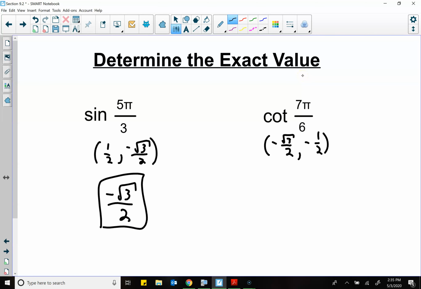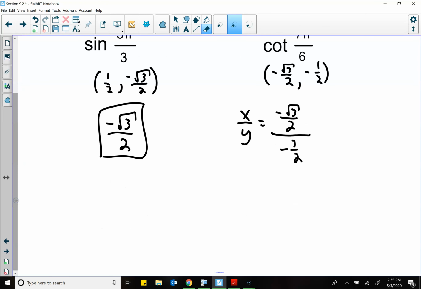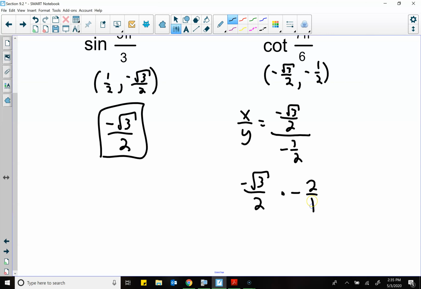Cotangent is all about x over y. So if we write this out, you've got negative square root of 3 over 2 divided by negative 1/2. Now you can't go to your calculator to help you out with this one because of the square root. Whenever you have square roots in there, you're going to have to be able to do things by hand. I showed you earlier how this works. We don't really divide by fractions, we multiply by reciprocals. So this is the negative square root of 3 over 2 times, because division becomes multiplication, flip this, negative 2 over 1.